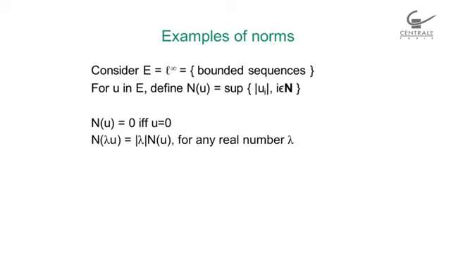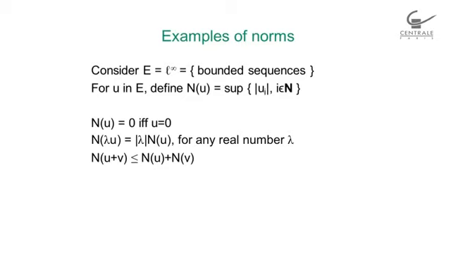Second criterion, n of lambda u is equal to the absolute value of lambda times n of u. Well, that is the case, because n of lambda u is equal to the supremum of the absolute values of the lambda ui's, which is also the absolute value of lambda times the supremum of the absolute values of ui's, which is the same as the absolute value of lambda times n of u. So for any real number lambda, this holds. And third criterion, n of u plus v is smaller than n of u plus n of v.